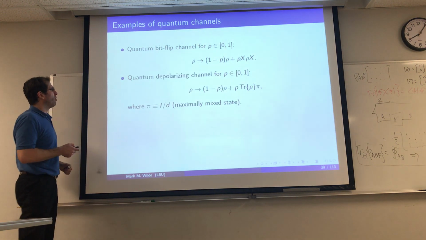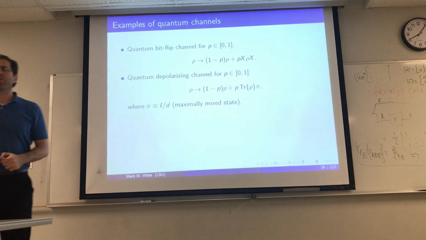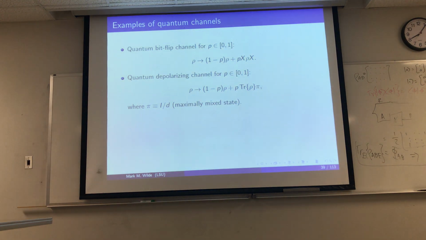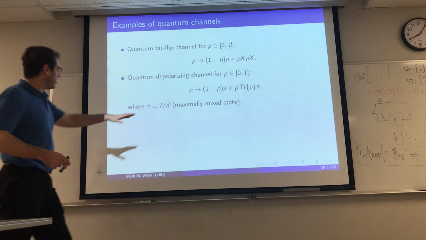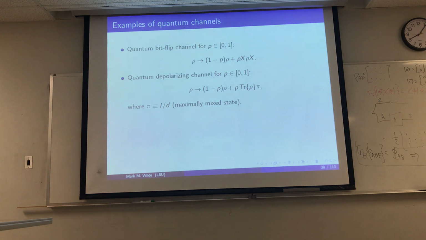There's something else called the depolarizing channel. So it's a bit worse of a situation. You send the qubit through, and it either gets through with some probability, or it just gets completely discarded and replaced with a maximally mixed state. Okay? So it's called depolarizing noise.